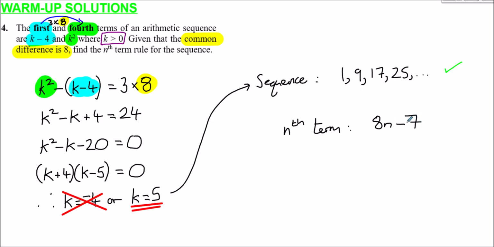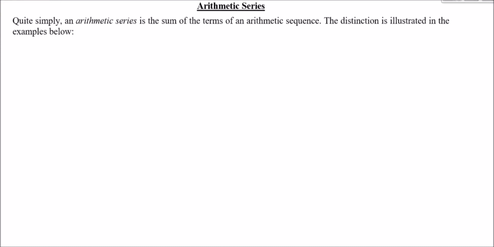Now let's have a look at the main bit of this lesson. So, we need to talk about arithmetic series now. Simply put, an arithmetic series is the sum of the terms of an arithmetic sequence. So the distinction between a sequence and series is going to be illustrated in these two below examples. To start off with, there's a sequence. That's a sequence 2n plus 3.